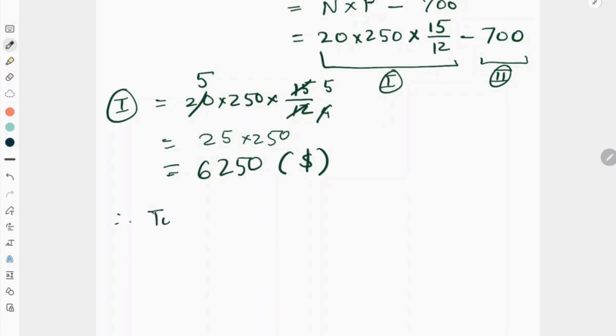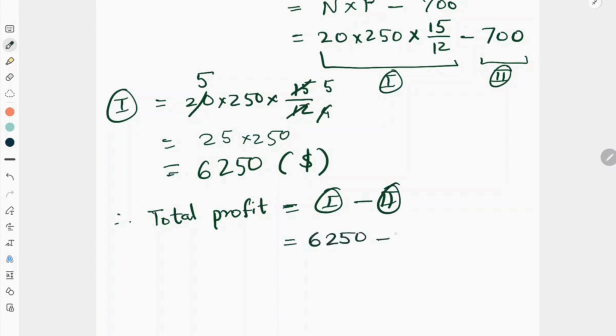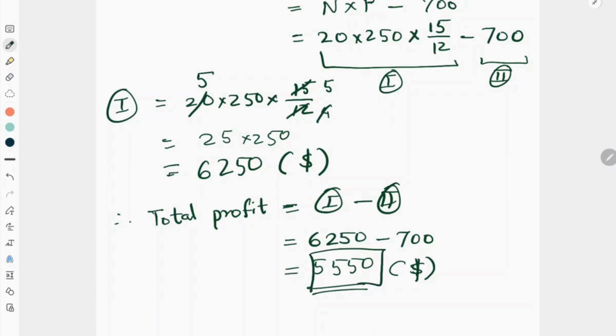So our total profit is, as we know, 1 minus 2, which is 6,250 minus 700, which is 5,550. Okay, a round looking number, dollars. Okay, so that's the solution of the problem as stated.